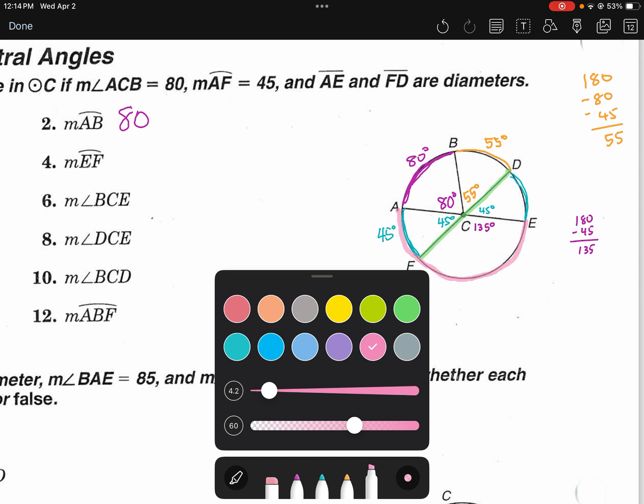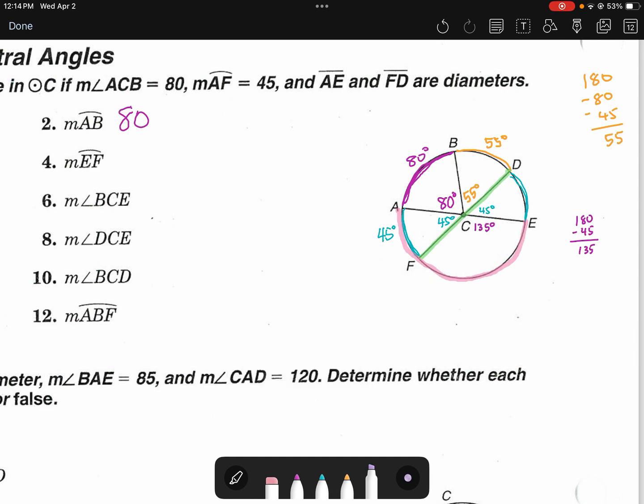I'll use purple. Start at A, go towards B, and stop at F. It almost goes the whole way around the circle. The best way to find that measure is take the measure of the circle and take away the part that isn't covered by that purple arc. If you wanted to add all the little arcs together, you could, but subtracting is probably easier.